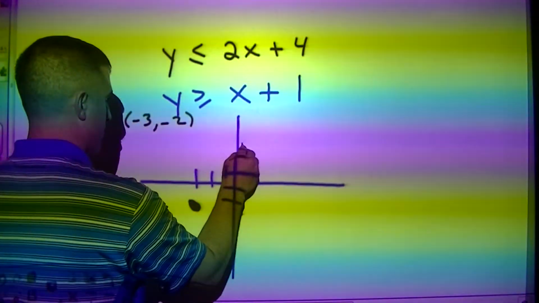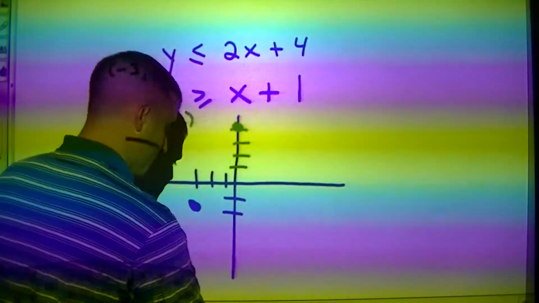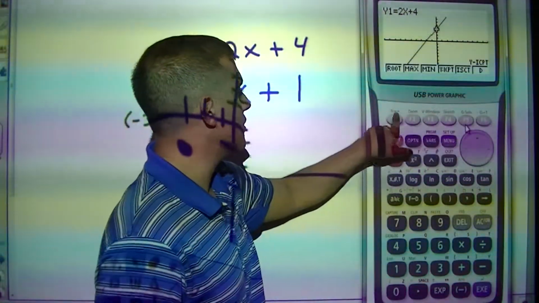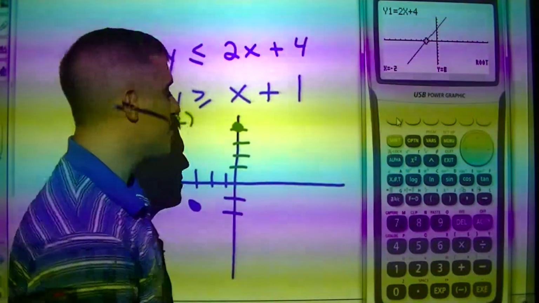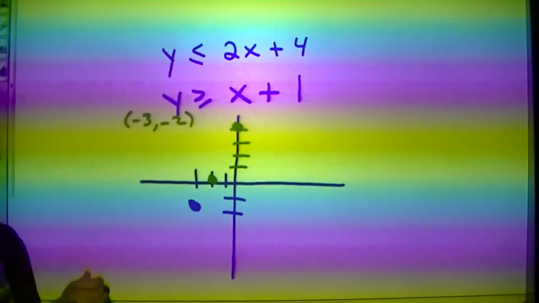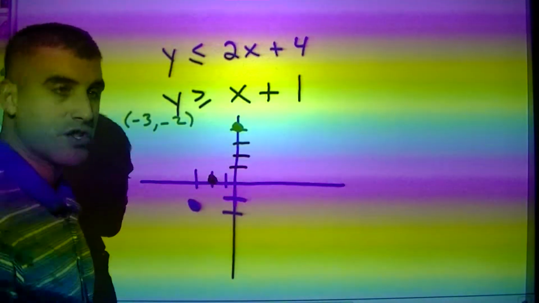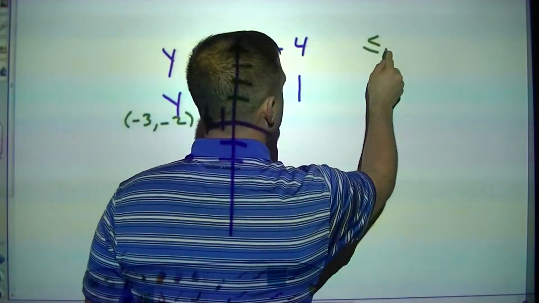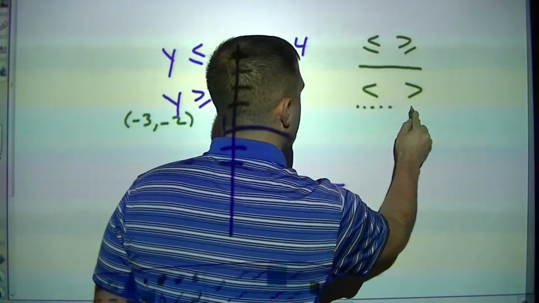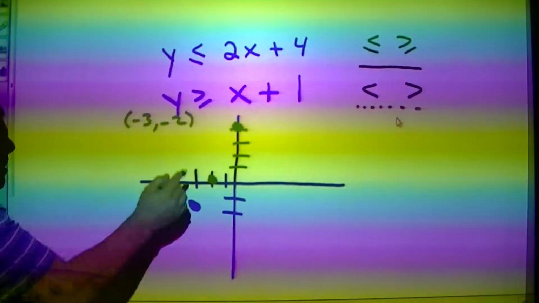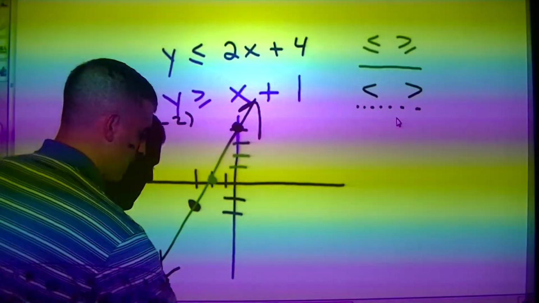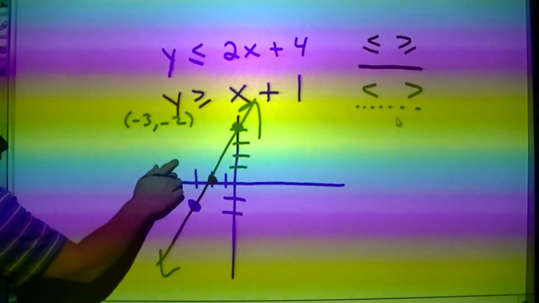So 1, 2, 3, and 4. I can also find the x-intercept, G-Solve root. That's -2, 0. So that's going to be that line. A couple things to recall: if you have this or this, it's a solid line. If you have this or this, it's going to be a dashed line. Here I got a solid line, so I'm going to draw a solid line. Notice I went through that point that I had for an answer.